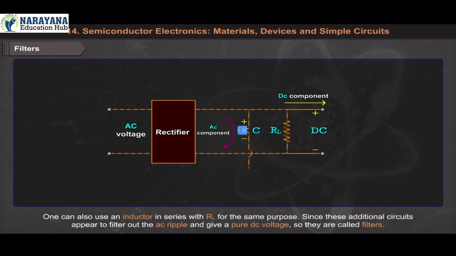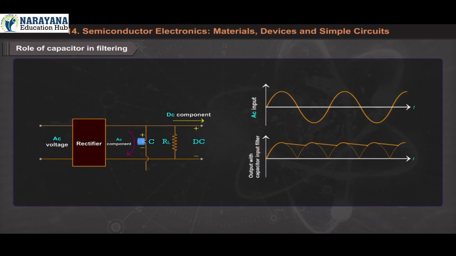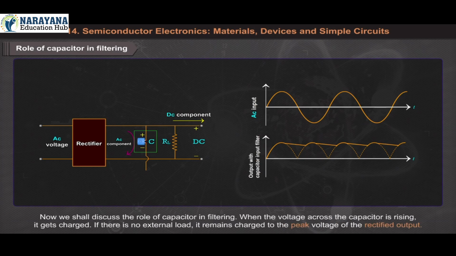Since these additional circuits appear to filter out the AC ripple and give a pure DC voltage, they are called filters. Role of capacitor in filtering. Now we shall discuss the role of capacitor in filtering. When the voltage across the capacitor is rising, it gets charged.